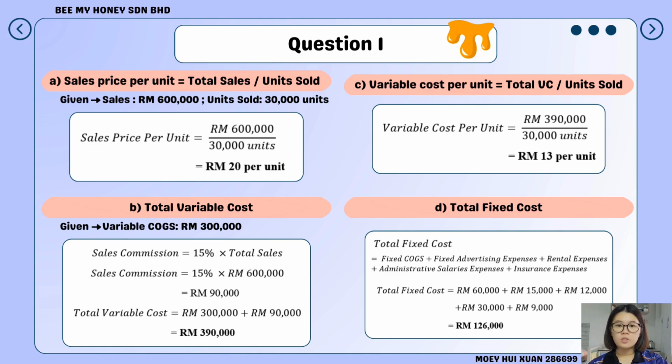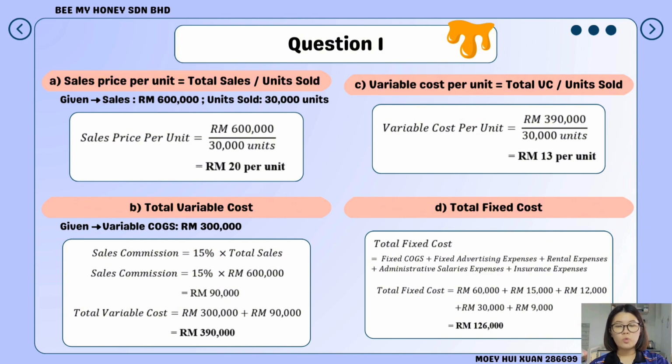The first calculation is sales price per unit. The formula is total sales divided by units sold. Given the sales is 600,000 ringgit, while the units sold were 30,000 units, the sales price per unit is equal to 20 ringgit. The second calculation is the total variable cost. Given the variable cost of goods sold is 300,000, whereas the sales agent will receive a 15% commission on each sale at 90,000 ringgit, adding them up gives a total variable cost of 390,000 ringgit.